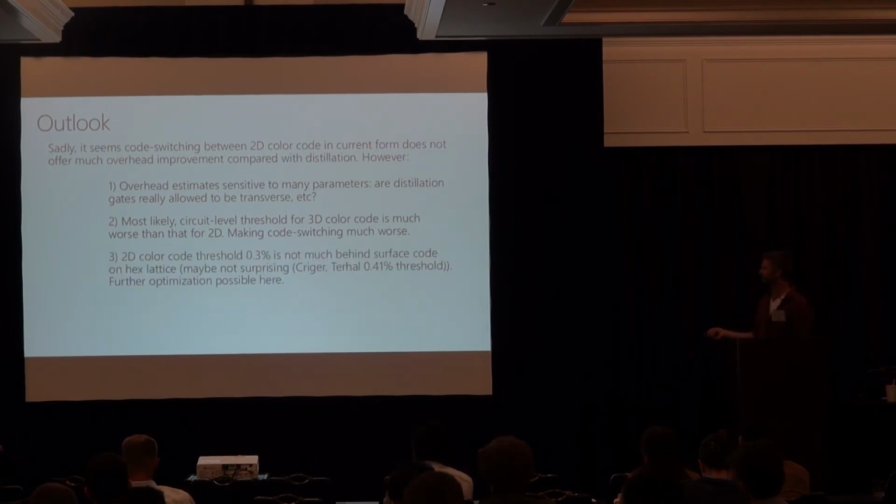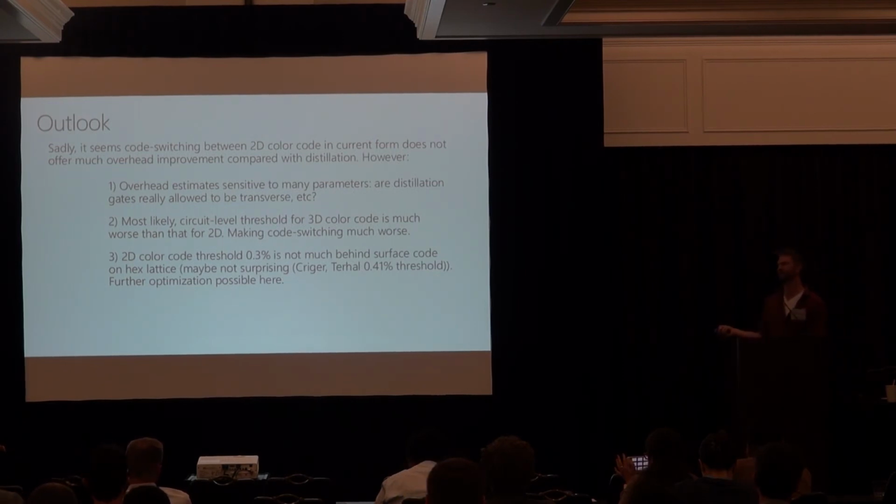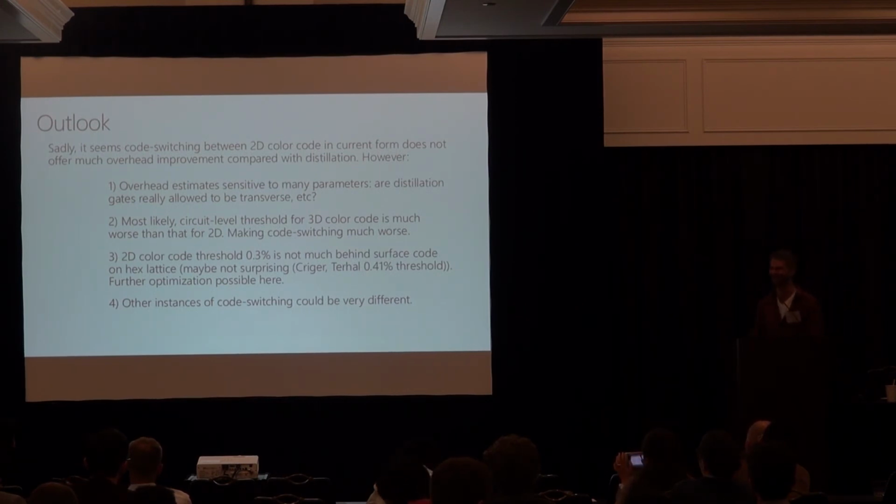Something I think is important and maybe not super surprising is that the hex lattice circuit level threshold that we found, and we didn't do a very careful job of optimization, so you could probably improve upon it, is not crazily lower than the surface code. This maybe shouldn't be too surprising given other recent results for other codes. Great, so more ideas for alternatives to magic state distillation are in order, I would conclude from this.